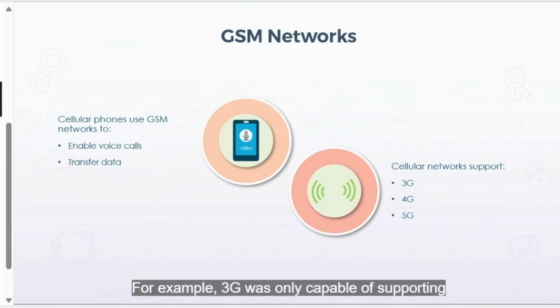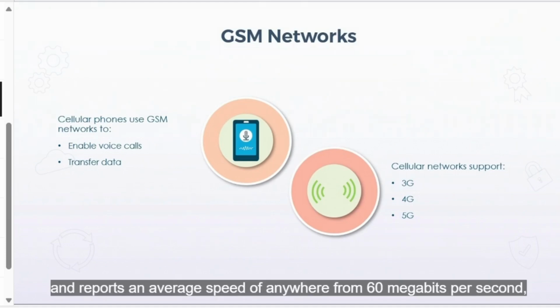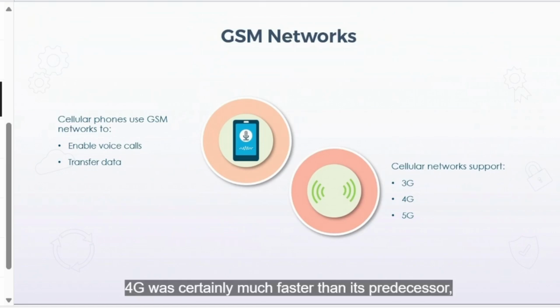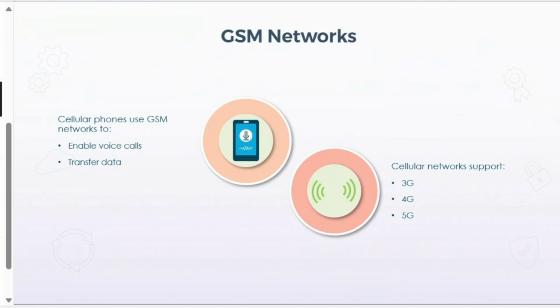For example, 3G was only capable of supporting about 2 megabits per second, whereas 5G can handle up to 1 gigabit per second. Although we might not be seeing that kind of speed just yet in day-to-day communications, at the time of this recording, 5G is still relatively new and reports an average speed of anywhere from 60 megabits per second up to 1 gigabit per second. 4G was certainly much faster than its predecessor, averaging about 30 megabits per second. So if you aren't picking up on 5G yet where you live, 4G should still be more than adequate for the needs of most mobile users.